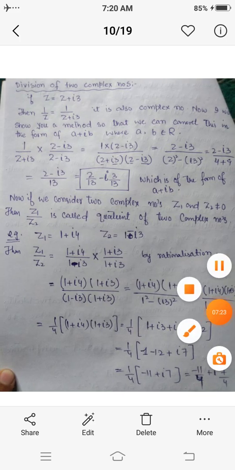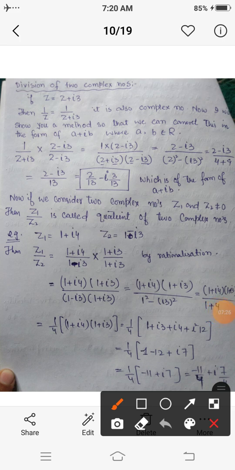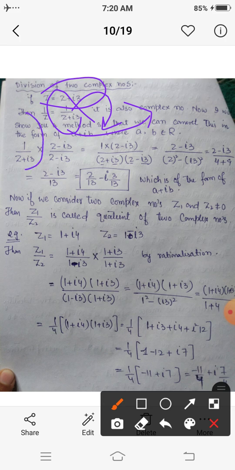Now the fourth operation is the division of two complex numbers. Let me consider an example. If we consider a complex number z equals 2 plus iota 3, then its inverse 1 upon z is also a complex number. How? A complex number is of the form a plus iota b, but 1 upon 2 plus iota 3 is not in the form a plus iota b. So firstly we will convert this 1 upon 2 plus iota 3 into the form a plus iota b.